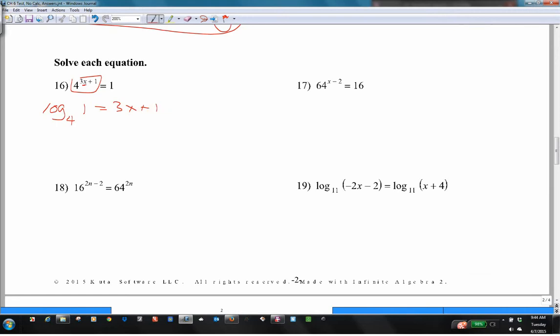So now I'm just going to evaluate: 4 to what power gives me 1? That would be 0. So 0 is equal to 3x plus 1. Negative 1 is equal to 3x. x is equal to negative 1/3.